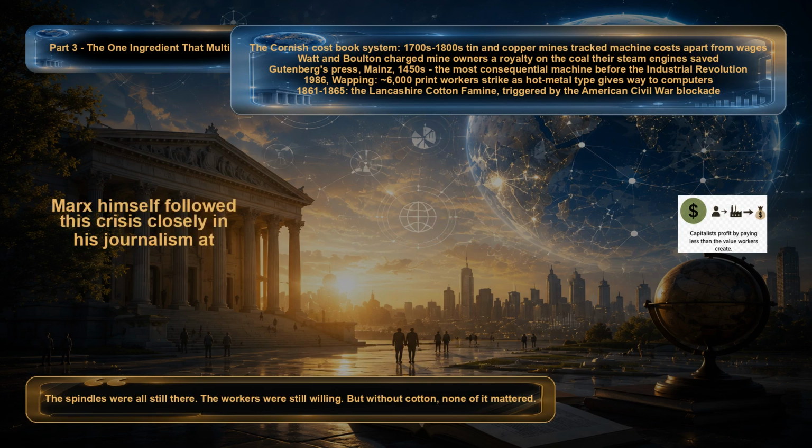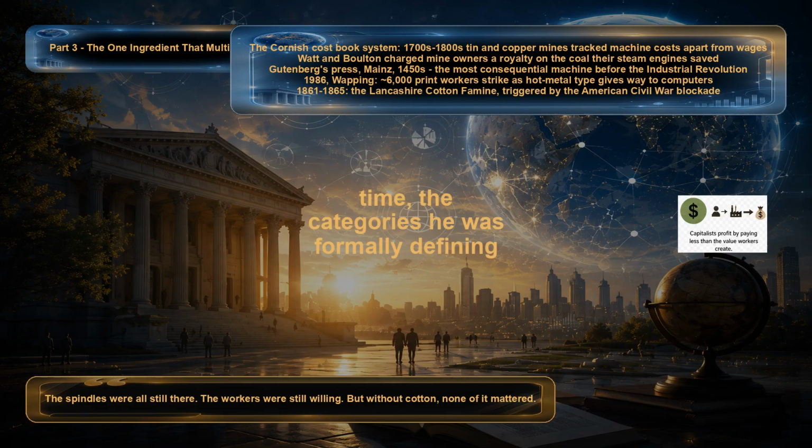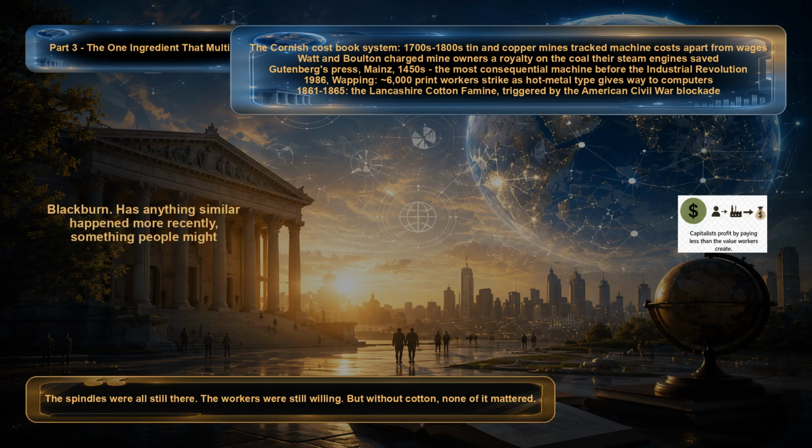Marx himself followed this crisis closely in his journalism at the time, watching, almost in real time, the categories he was formally defining in this chapter play out on the streets of Manchester and Blackburn.